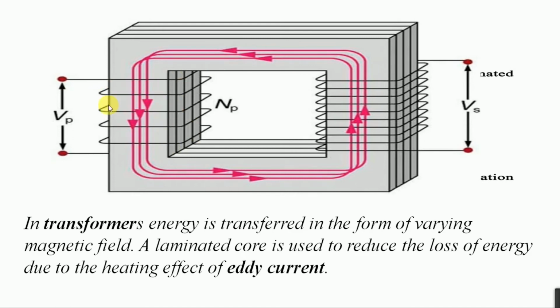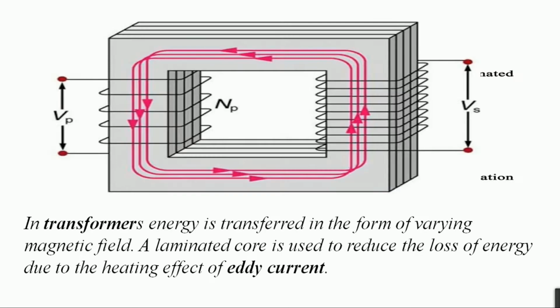In a transformer we send the energy from this side to this side in the form of magnetic field. So when we send the magnetic field through this metal, the eddy current is produced, due to which a lot of energy is lost. So in order to reduce that, we use laminated core, so the current produced in the transformer is less. So now let's talk about the applications of eddy current.